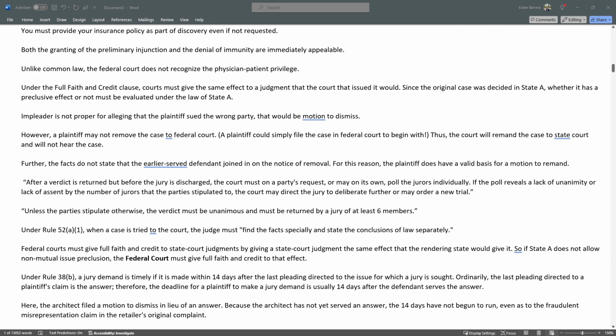You must provide your insurance policy as part of discovery even if not requested. Both the granting of the preliminary injunction and the denial of immunity are immediately appealable. Unlike common law, the federal court does not recognize the physician-patient privilege.